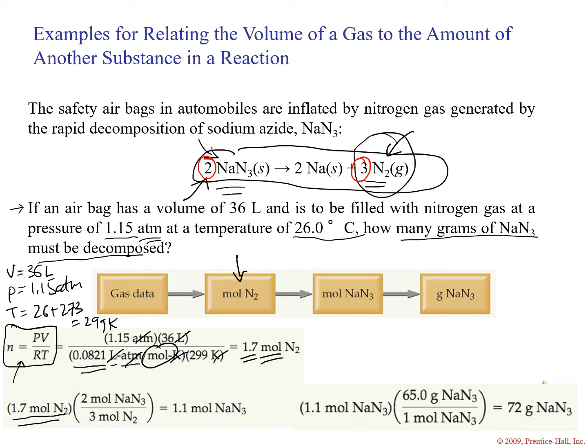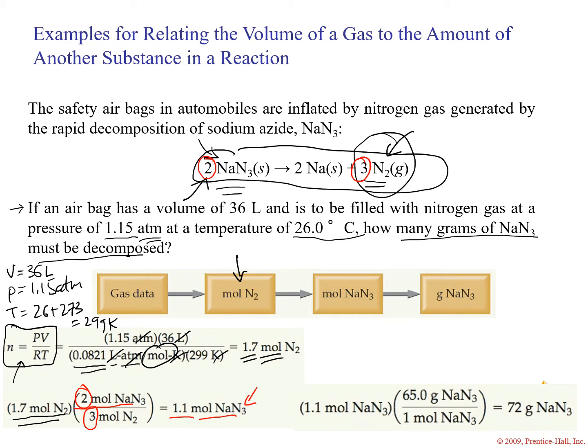So we have to convert this to the reactant, so we have stoichiometric coefficient 2 next to the NaN3, and next to the nitrogen it's a coefficient 3, so that gives us the ratio of 2/3. So when you multiply this by 1.7, it gives you 1.1 moles of the reactant NaN3.